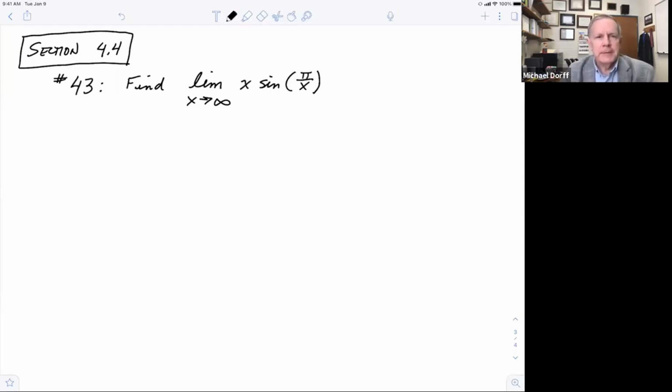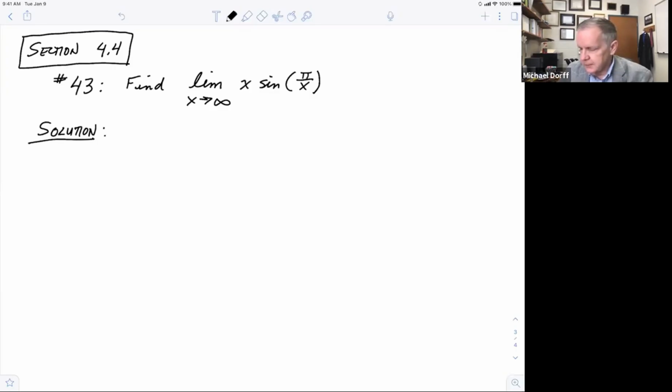We're looking at problems that are similar to the homework problems, but not a homework problem. This is from section 4.4, problem number 43, and we're trying to find this limit here. So the first thing I would do when I have a limit problem is direct substitution.